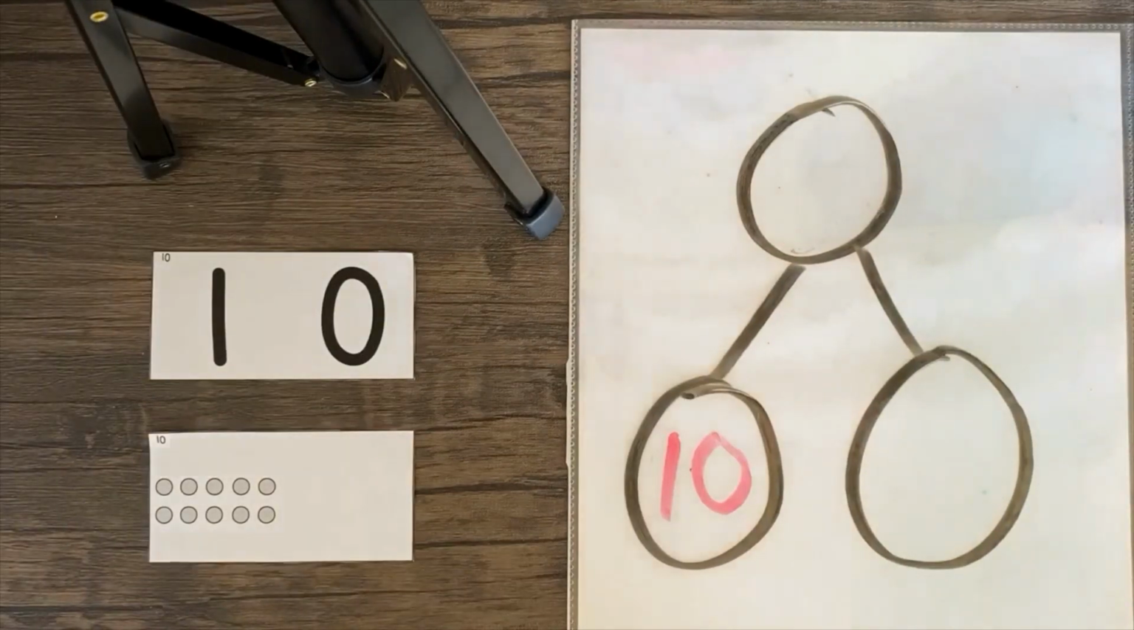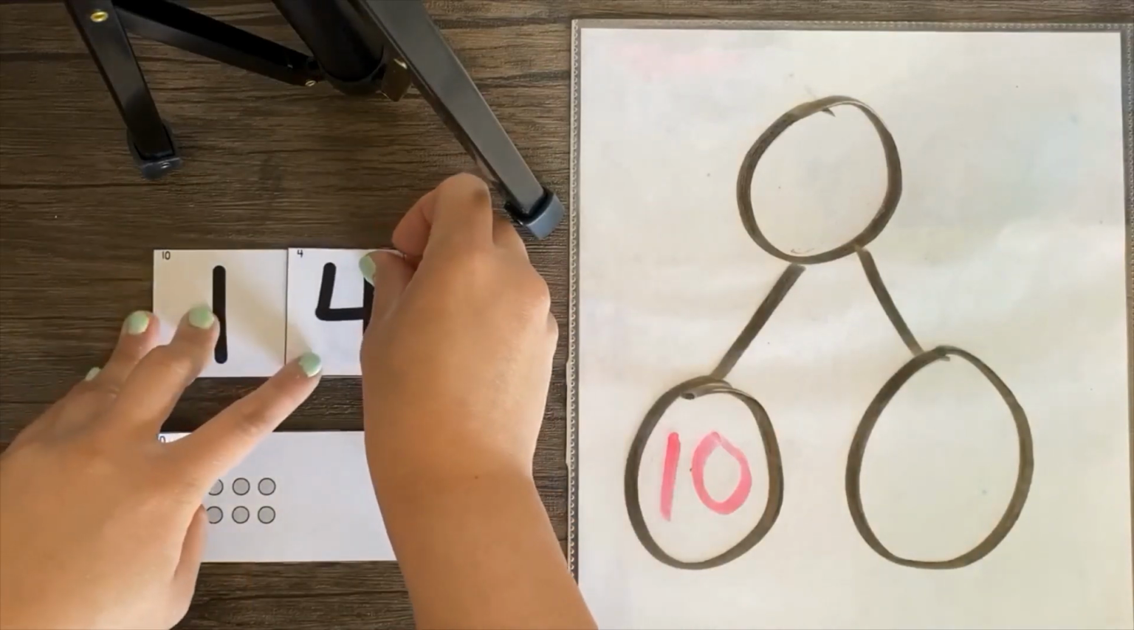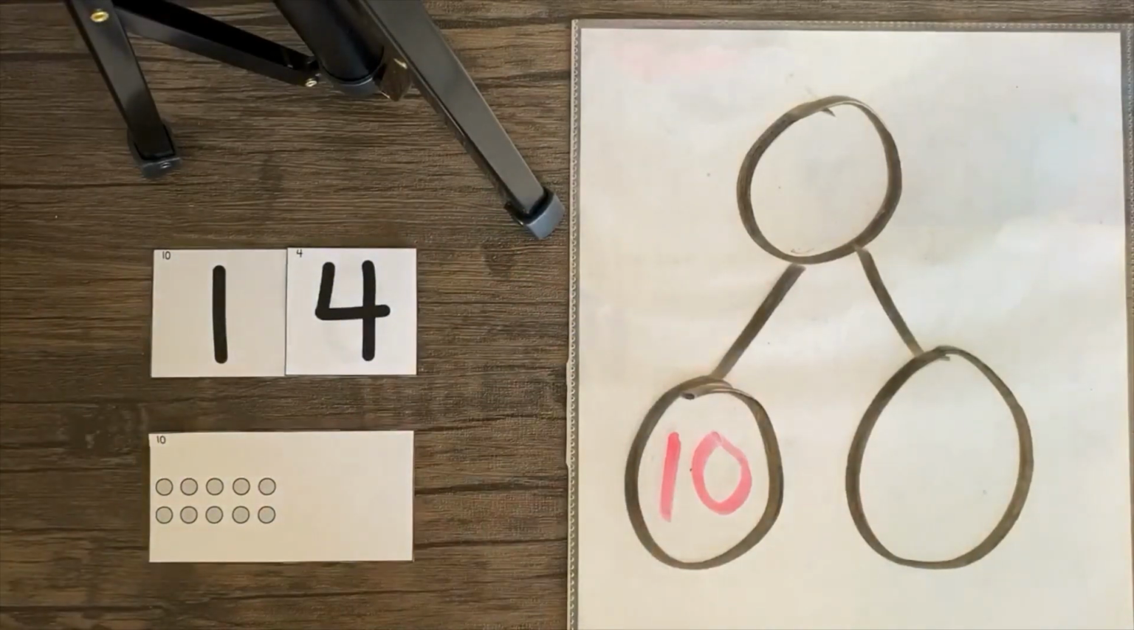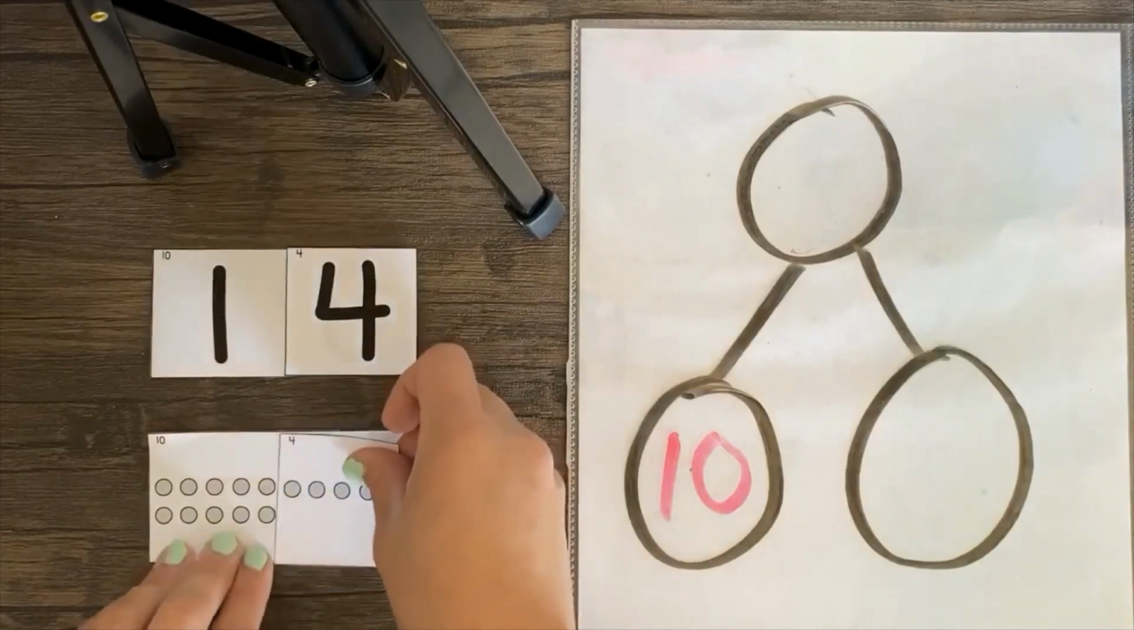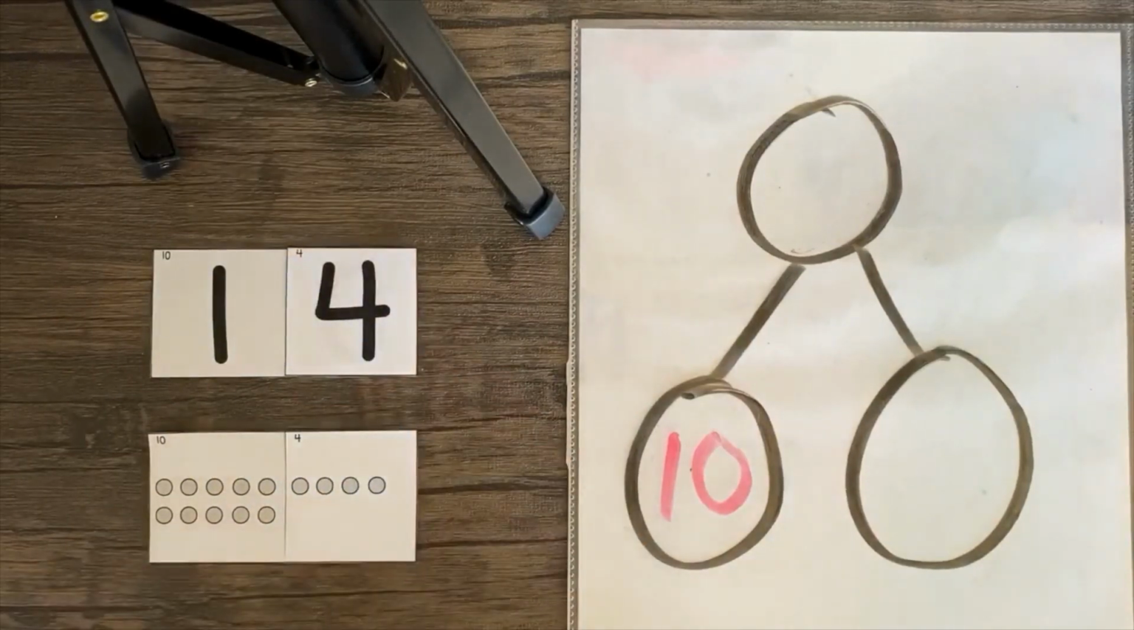Oh my goodness, my friend, you did so great. Now we're going to do one more together just so we can really feel confident about it. I'm going to add a 4 to the number, and I'm going to add 4 dots. Discuss with a friend or a family member about what just happened and how we would fill in our number bond.